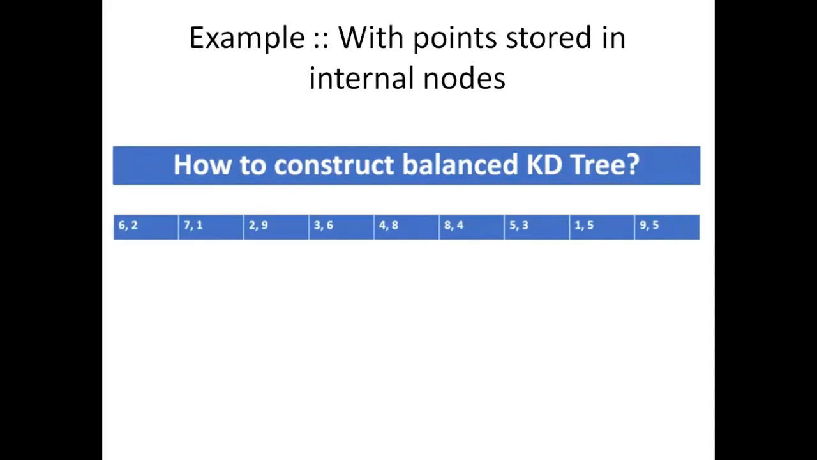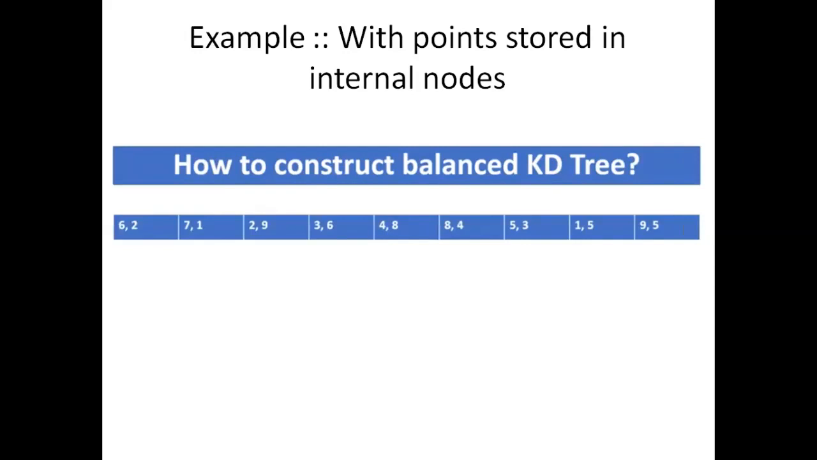So in the previous example, we had seen the construction of a KD tree, a balanced KD tree, in which the points were present only inside the leaf nodes. Now there is a variation in the construction of a KD tree, in which the points can be stored in leaf nodes as well as in internal nodes. So basically we can construct a KD tree using these two variants.